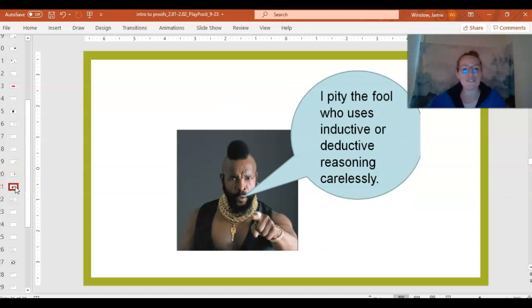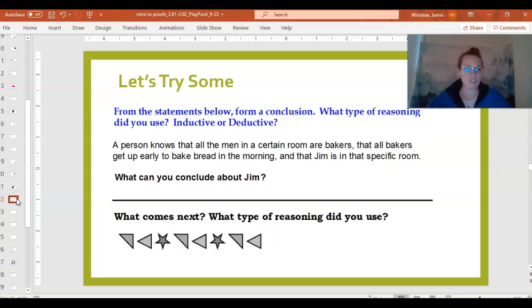I pity the fool who uses inductive or deductive reasoning carelessly. That's what he used to say. I pity the fool. Just be careful because when we're talking about reasoning and logic, it has a lot to do with the person who is interpreting the facts. So that can seem kind of funny when we're talking about mathematics because we always think math is just pure facts. And most of the time it is. And even in reasoning, it is, but it can just be a little more gray than usual.